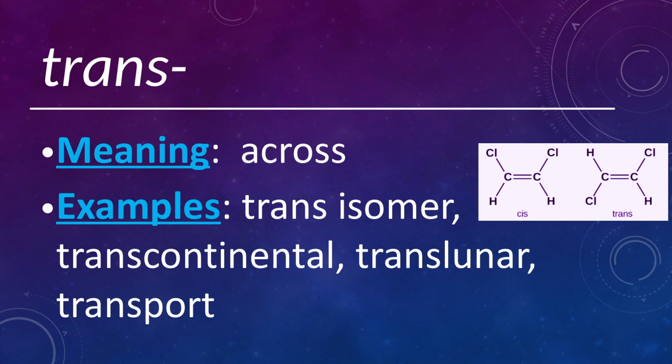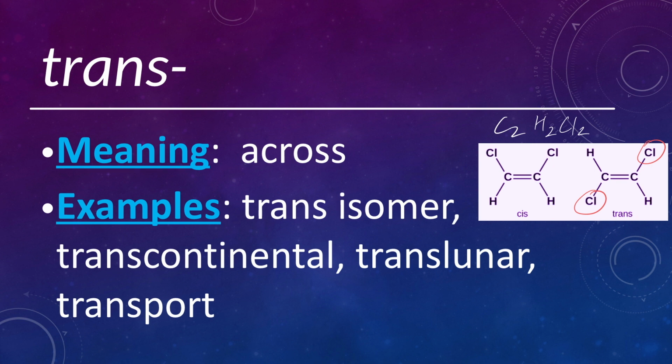Trans means across. So a trans isomer is something in organic chemistry where we have two compounds that have the same chemical formula, in this case C2H2Cl2. So both of these have two chlorines, two carbons, and two hydrogens. But the trans isomer, the chlorines are across from each other because this double bond basically makes it to where they can't rotate around this.